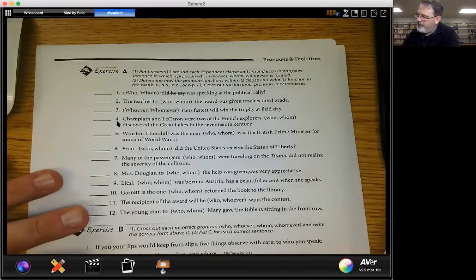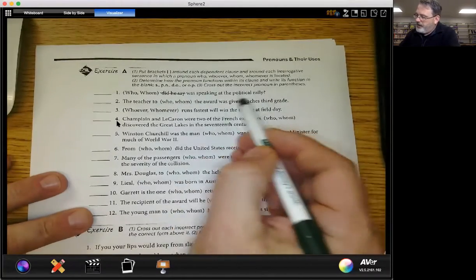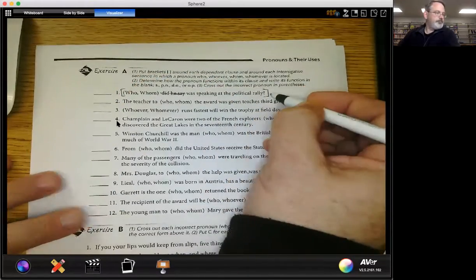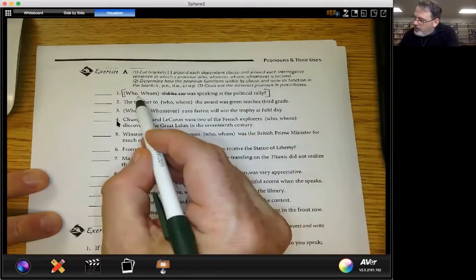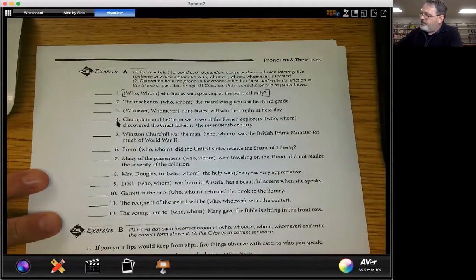Now put a bracket either around the dependent clause and around an interrogative sentence in which the pronoun who, whom, whoever is located. So this is an interrogative sentence, so we're going to put brackets around that. Let me check to make sure I'm doing this right. Yeah, I am. Okay. So that's the first step.